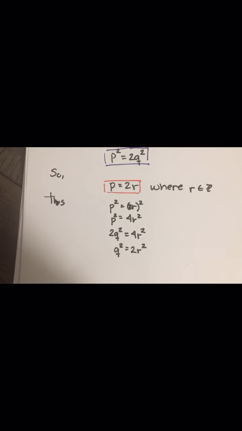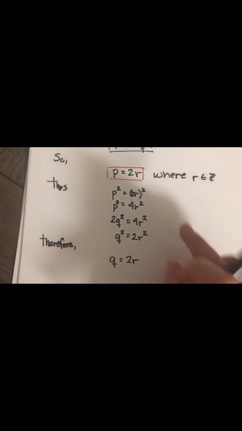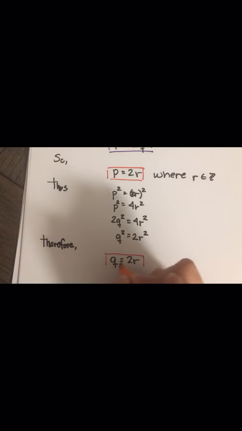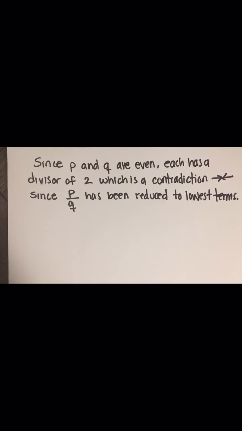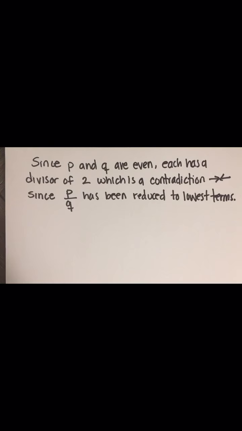And so remember our theorem that if the square of an integer is even, then the integer itself is even. So therefore, q is even too. So therefore, q equals 2s, where s is an integer. And so we know that p is even, and we know that q right here is even as well. And since p and q are even, each has a divisor of 2, which is a contradiction since p over q has been reduced to lowest terms. So therefore, square root of 2 is irrational.